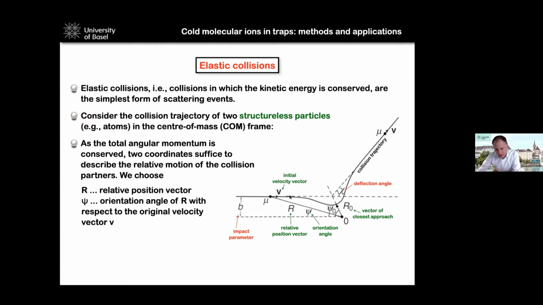And the impact parameter you can understand is if you draw a parallel line between the initial velocity vector, right, and the line that goes through the center of this coordinate system, then the asymptotic perpendicular distance between these two lines is what is called the impact parameter. And this impact parameter will play an important role later on.